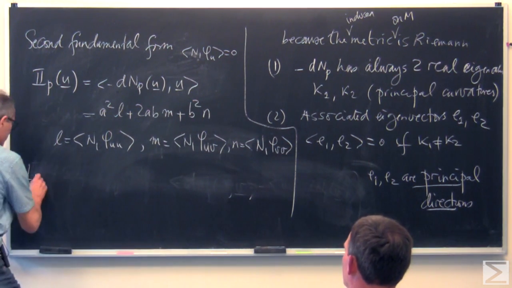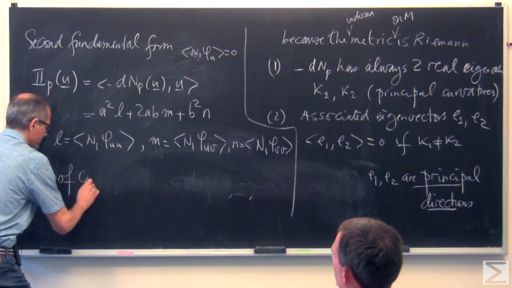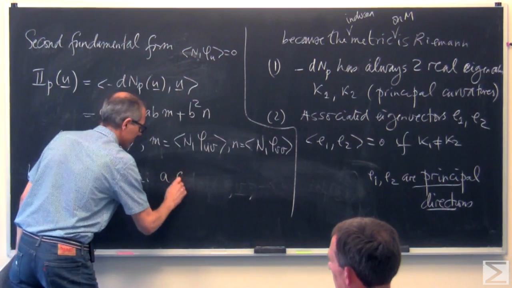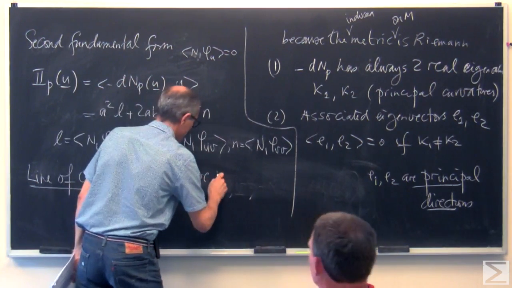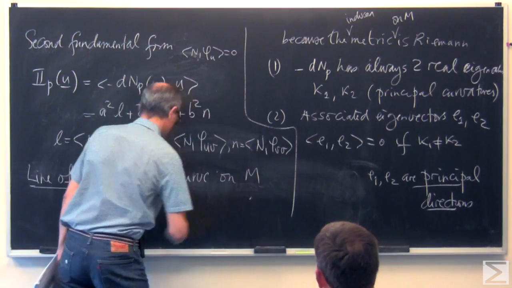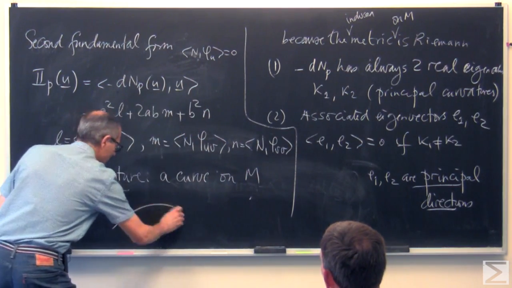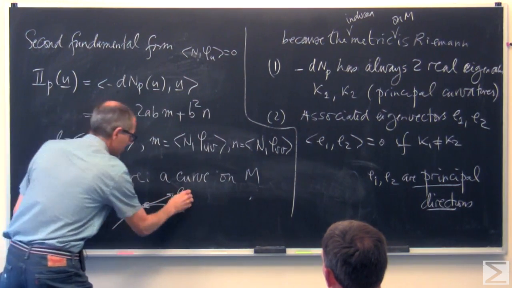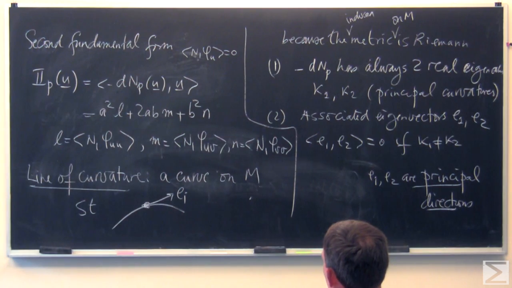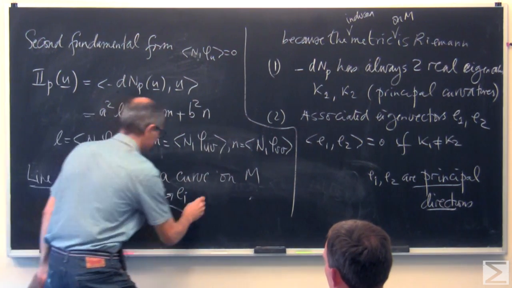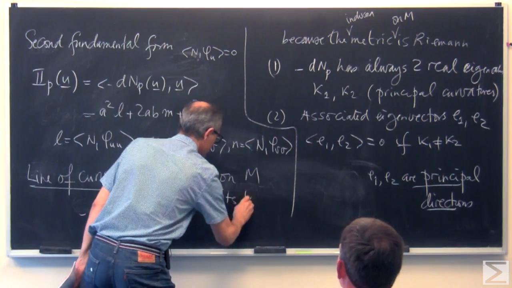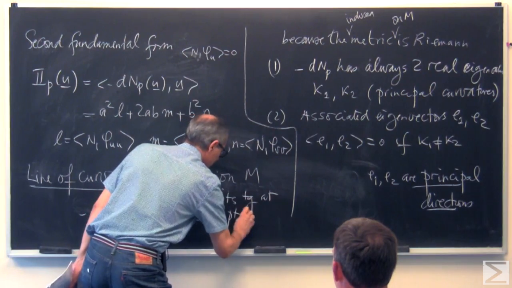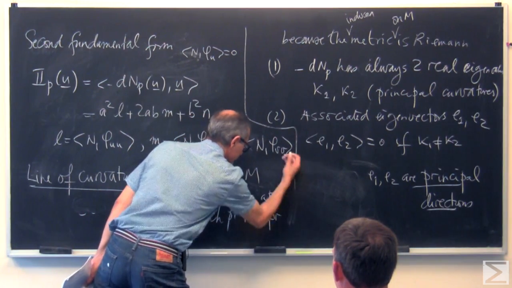So what is a line of curvature? What is a line of curvature? This is a curve on M such that at each point its tangent is a principal direction.